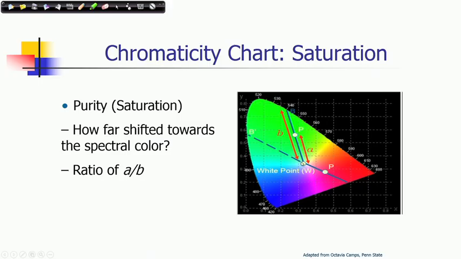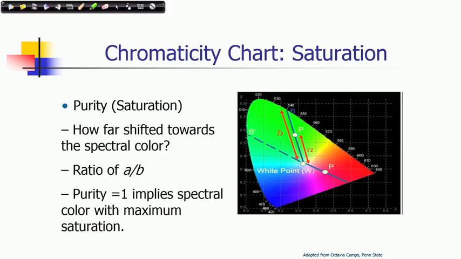This ratio of A by B gives the saturation. As you see, as it moves more outward, this is going to increase. In this scale, saturation varies from 0 to 1 in this definition. This definition may also vary; this is one simple representation. So, purity equal to 1 implies a spectral color with maximum saturation.